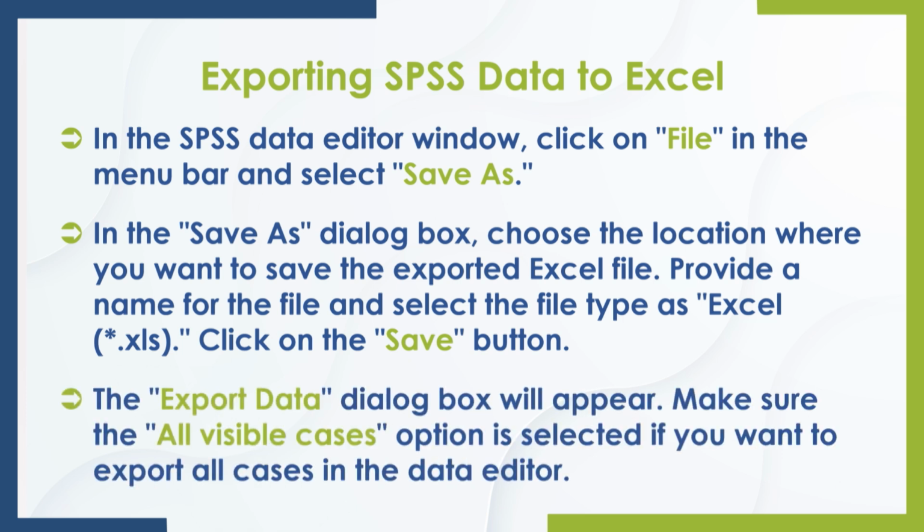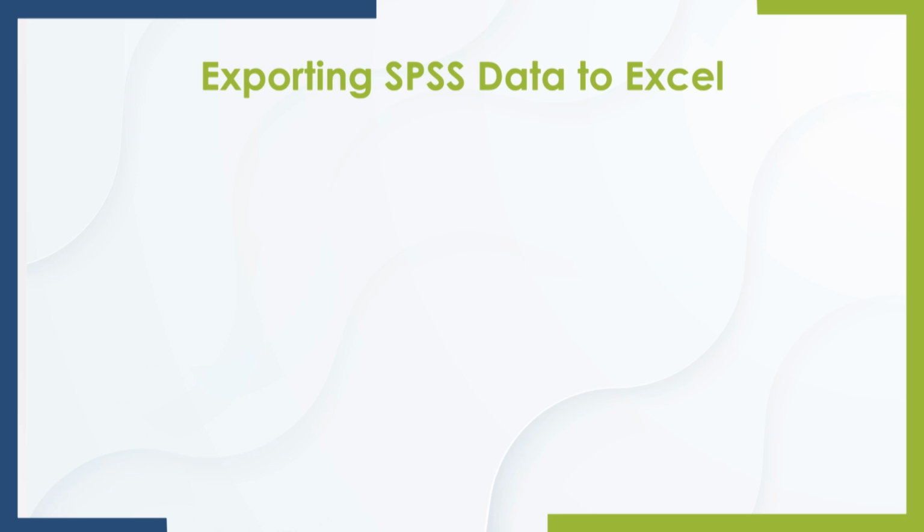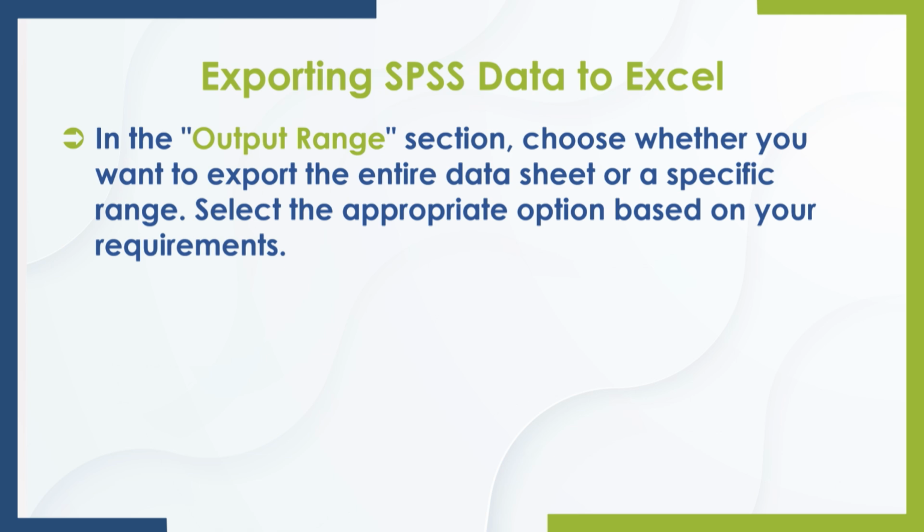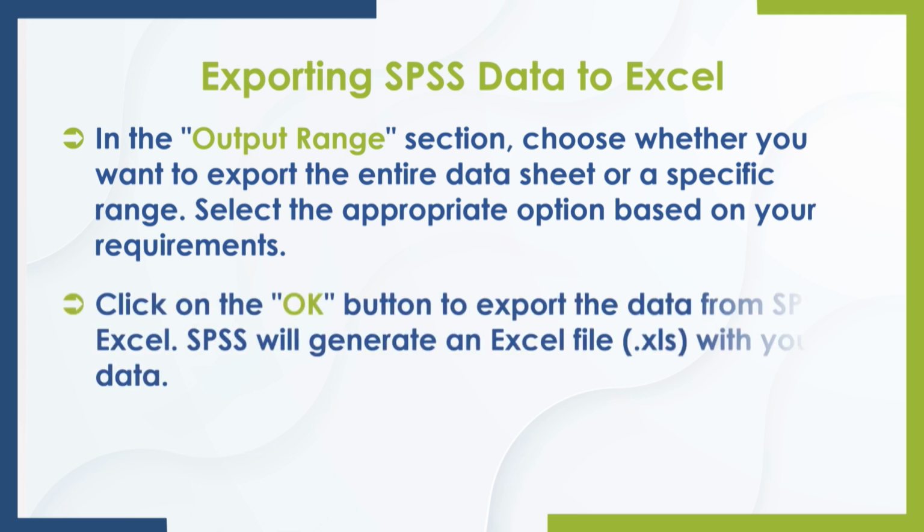The Export Data dialog box will appear. Make sure the All Visible Cases option is selected if you want to export all cases in the data editor. In the Output Range section, choose whether you want to export the entire data sheet or a specific range. Select the appropriate option based on your requirements. Then click on the OK button to export the data from SPSS to Excel.